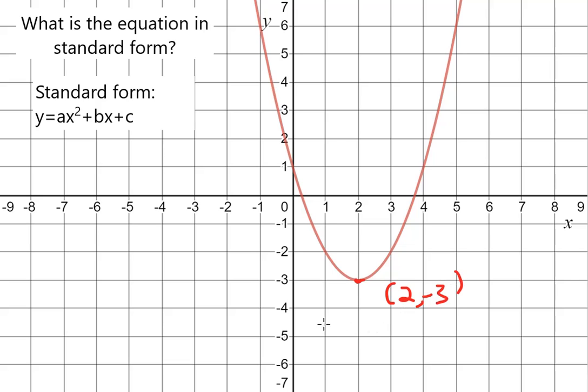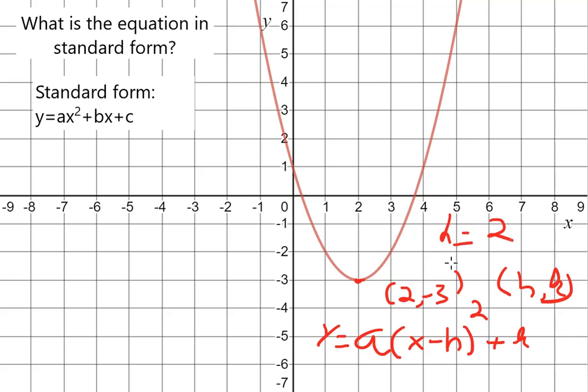If we remember, vertex form is y equals a times (x minus h) squared plus k, where the vertex is (h, k). If this is the vertex, that means h is 2 and k is -3. So let's plug that in. We get y equals a times (x minus 2) squared minus 3. Now we need to figure out a.